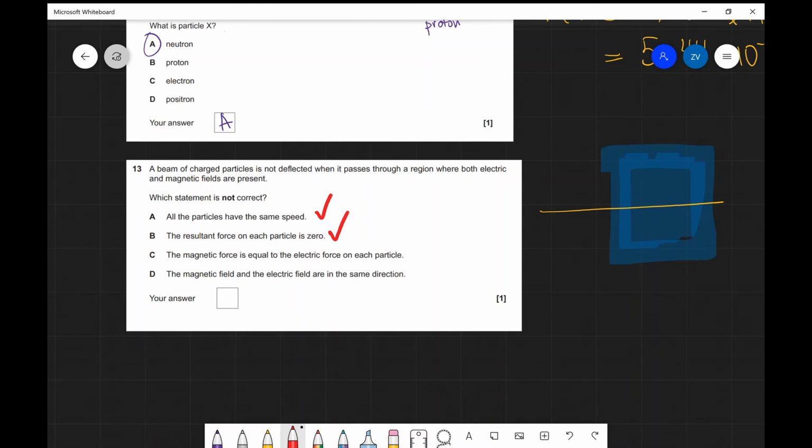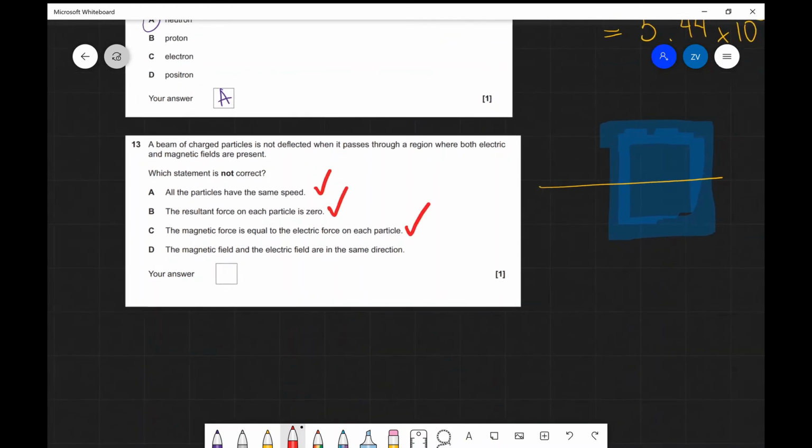C, the magnetic force is equal to the electric force on each particle. Chances are in this case we're probably dealing with something like neutrons or something electrically neutral. So in this case the magnetic force will be equal to the electric force, and it will probably be 0. So this is also correct. The magnetic field and electric field are in the same direction. Nope, this is never the case. They're always perpendicular to each other. So in this case, the correct answer is D.